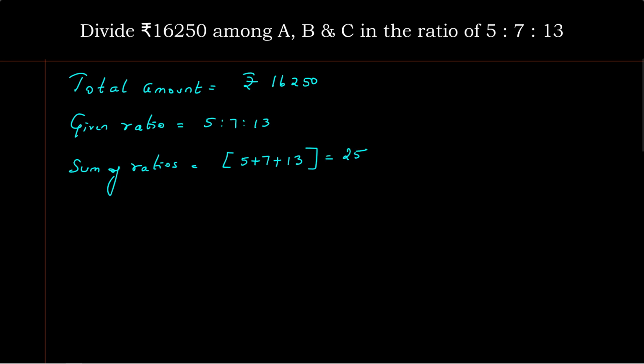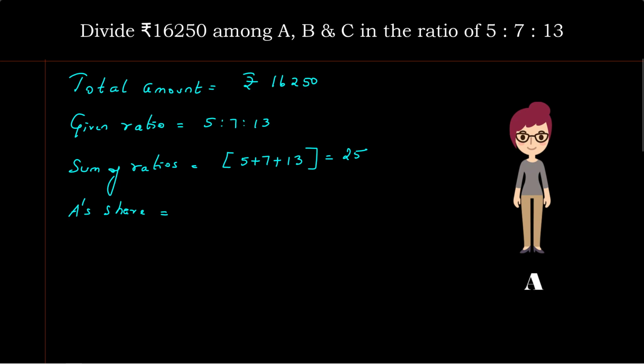Now that we have calculated the sum of ratios, we can directly calculate each share. Now first let's take A's share. So A share is equal to, what is the ratio corresponding to A? It's 5. 5 divided by sum of ratios, it's 25, multiplied by the total amount 16,250. Remember, a number which ends with 0 or 5 can be cancelled with 5. Most of the time, the numbers can be cancelled directly.